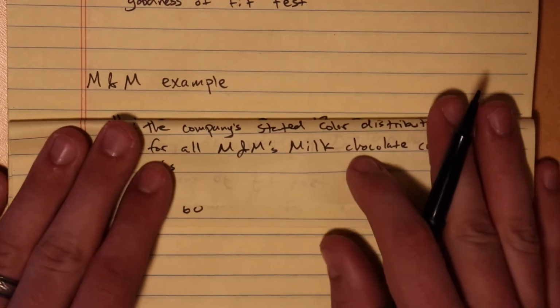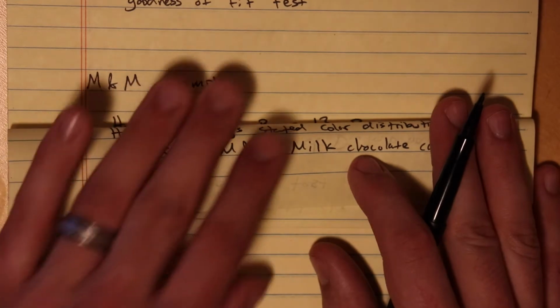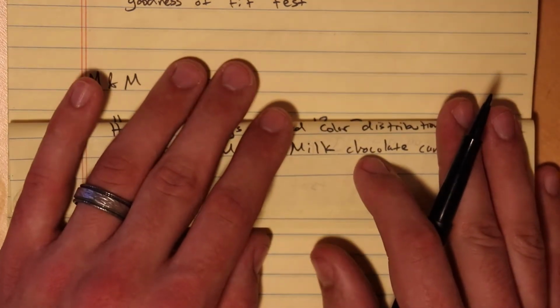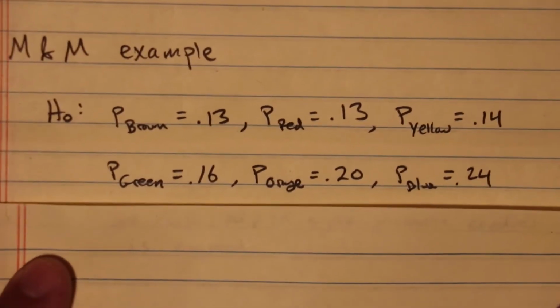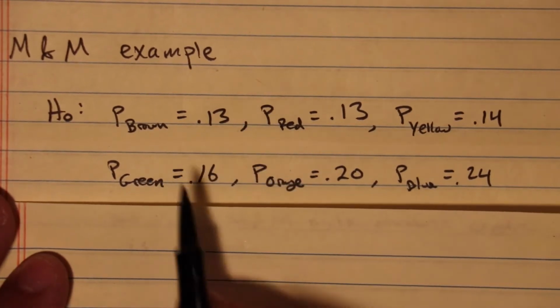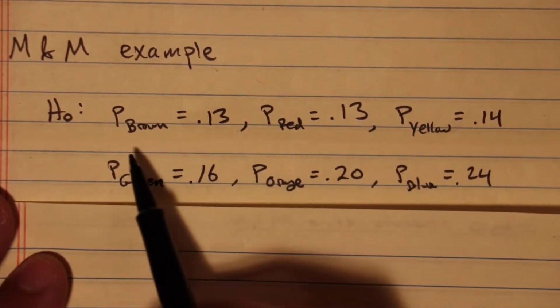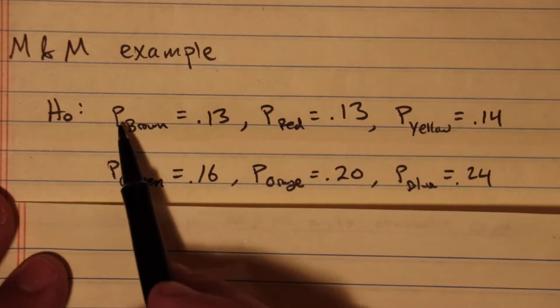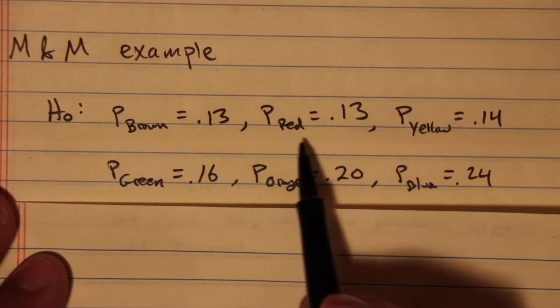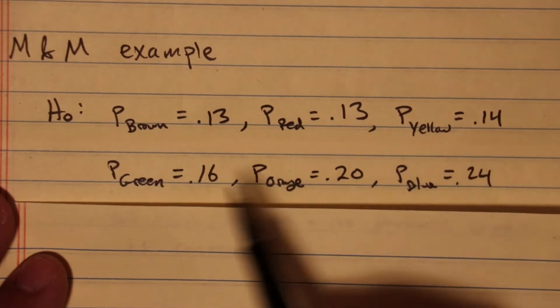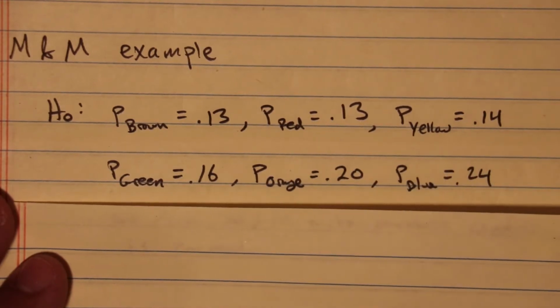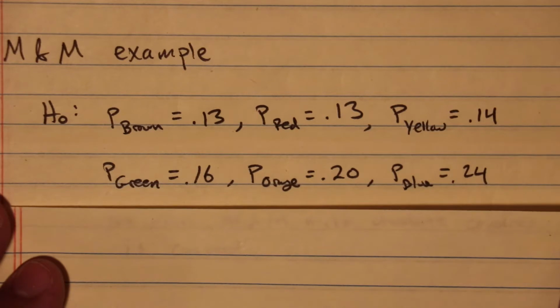In the M&M example, we assume that a distribution is true. Your null for the M&M example could look something like this, and it would be really long, but technically this would work. You could say that the null is that the proportion of brown is 13%, the proportion of red is 13%, the proportion of yellow is 14%. So this is the company's claimed distribution. Then your alternative would have to be something like at least 2 of these are not equal to their claimed values, which honestly, in a goodness of fit test, there's a much easier way.